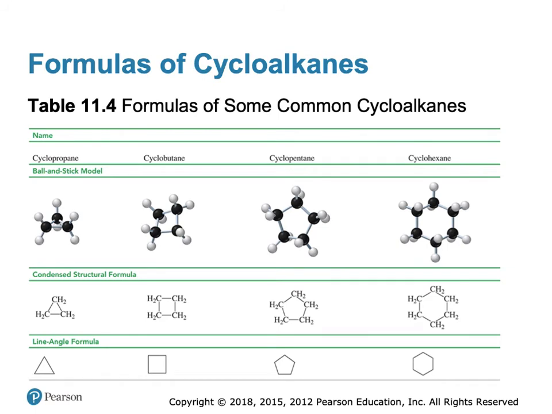Here are some formulas of some common cycloalkanes. We have cyclopropene, which has 3 carbons, cyclobutane, which has 4 carbons, cyclopentane, which has 5 carbons, and cyclohexane, which has 6 carbons. You have your condensed structural formulas here and your line angle formulas shown at the bottom.